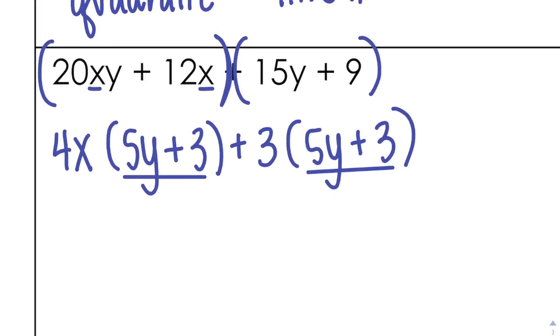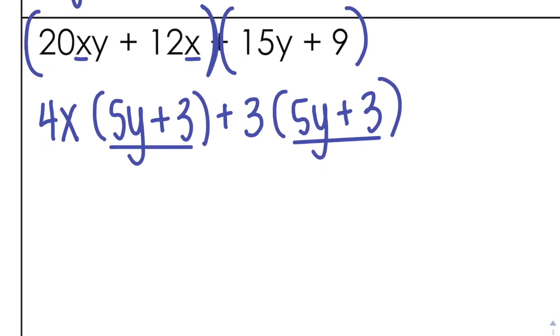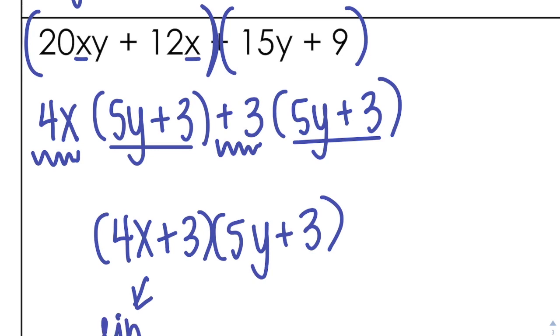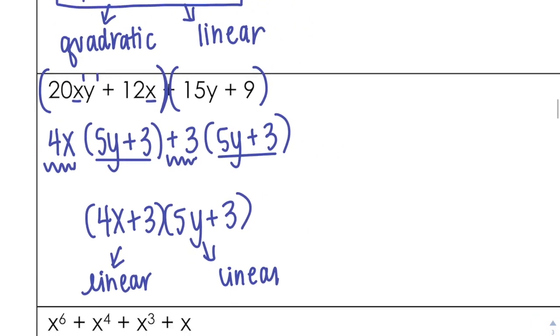And for this one, there's no putting anything first necessarily. So I'm just going to do alphabetical order and say 4x plus 3 times 5y plus 3. And in this case, I have a linear factor and a linear factor because up here, my highest exponent was the x. Y, 1 and 1 makes 2, so linear times linear gives me quadratic.